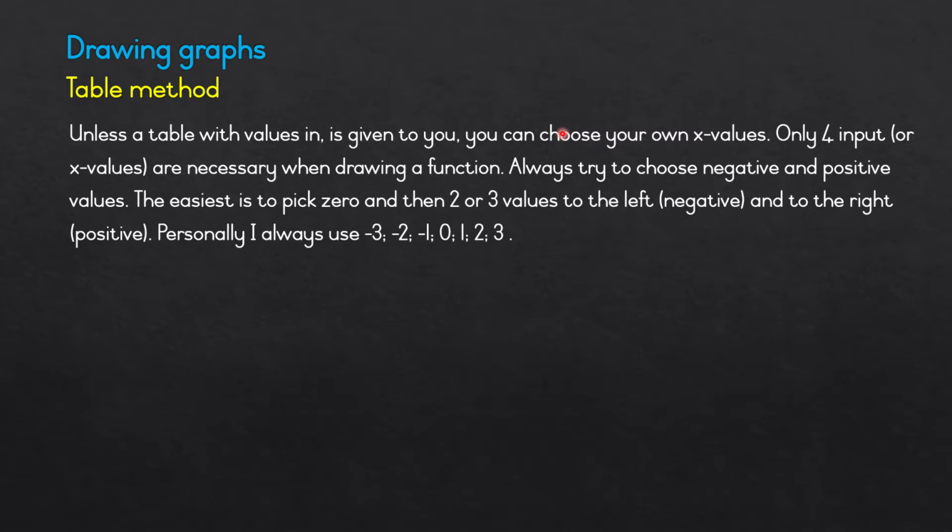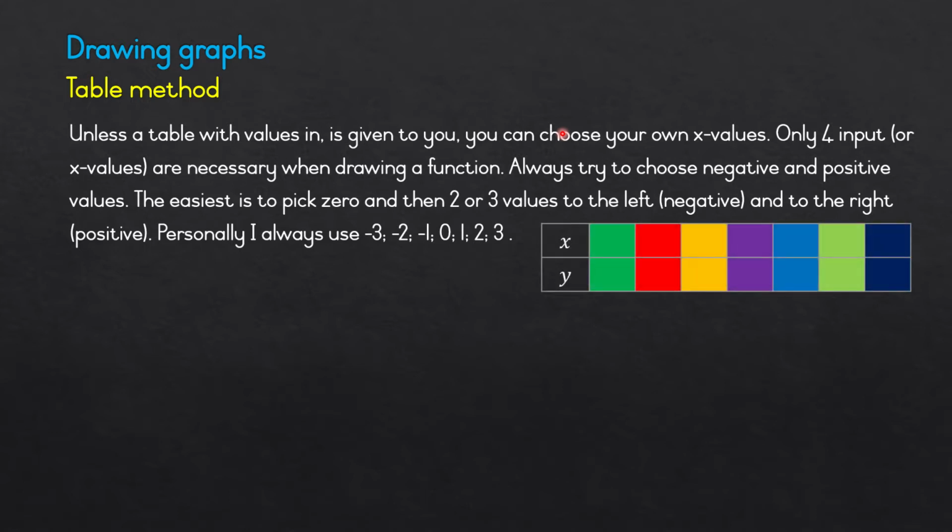Always try to choose negative and positive values. The easiest is to pick 0 and then 2 or 3 values to the left, which is negative, and to the right, which is your positive values. Personally, I always use negative 3, negative 2, negative 1, 0, 1, 2, and 3. So most of the time, your basic table would be looking like this.